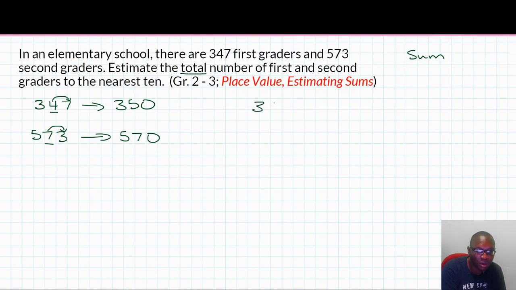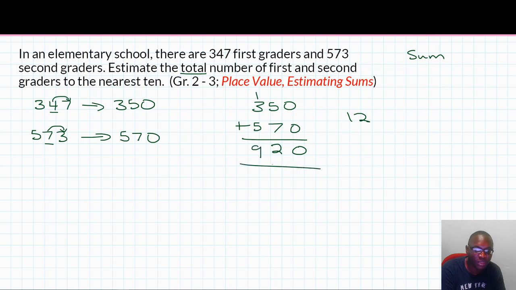So 350 plus 570. So we're going to add these numbers. 0 plus 0, we have 0. 5 plus 7, we have 12. When you write 12, we're going to write 2 here and bring 1 up here. 1 plus 3, 4. 4 plus 5, we have 920.